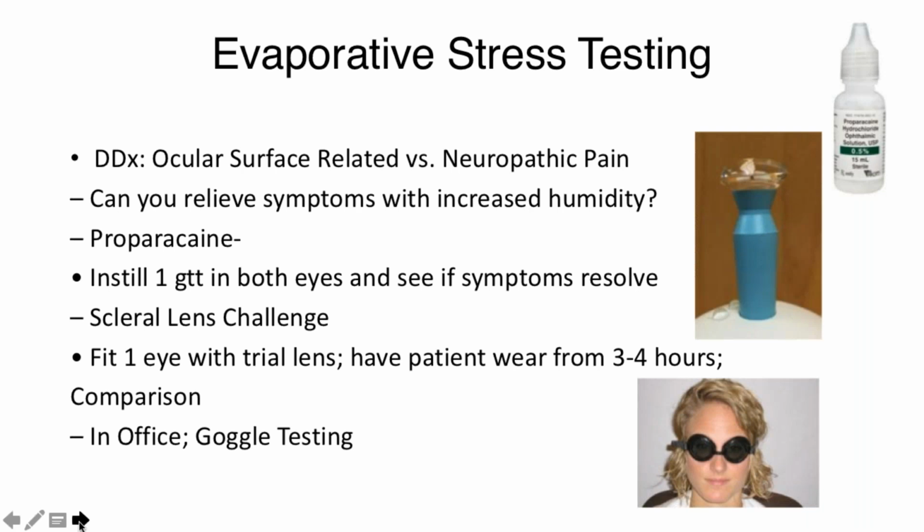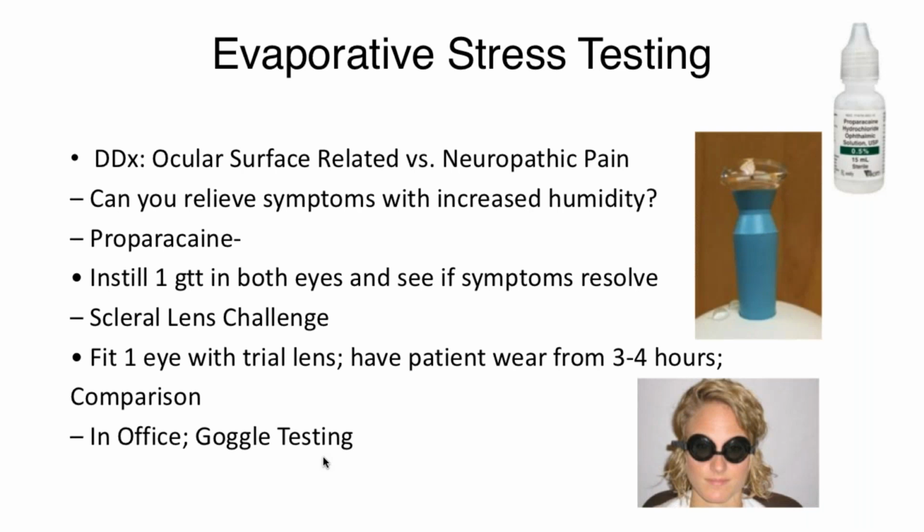Another interesting test which you could do is an evaporative stress test. In the absence of MMP9, if you want to know if it's an inflammatory response, you can see if the patient will get relief by improving the humidity. So you can instill an eye drop in both eyes and use a scleral lens with it. Sometimes even use a little bit of paracaine to see if the pain comes down by putting it in a scleral lens, making the patient wear it for some time and asking them if they are finding any kind of relief.